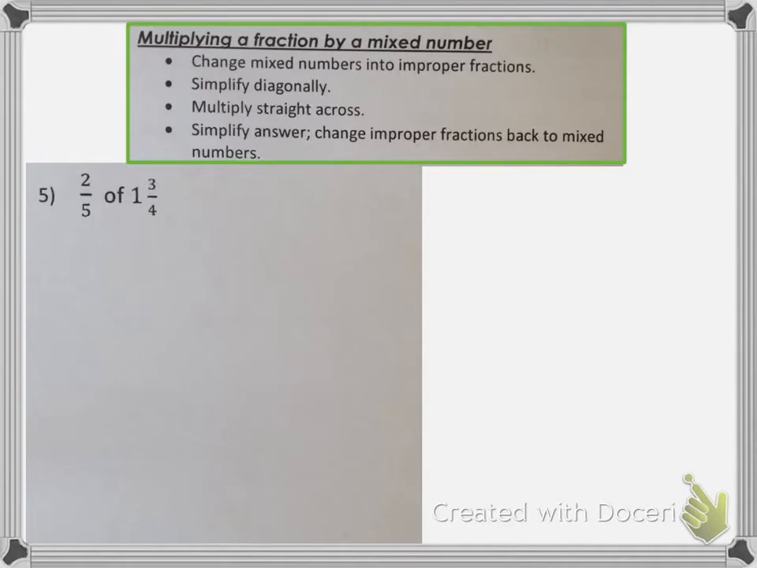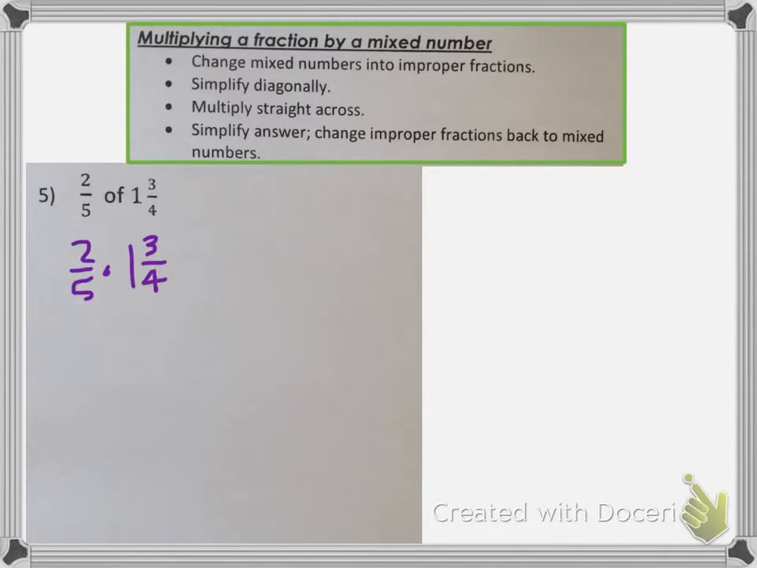2/5 of 1 3/4. Remember that the word "of" there means we're going to be multiplying. So this is really 2/5 times 1 3/4. Once we've established that's what we're doing, we need to look at the instructions in the little green box and see, okay, what's our first step?